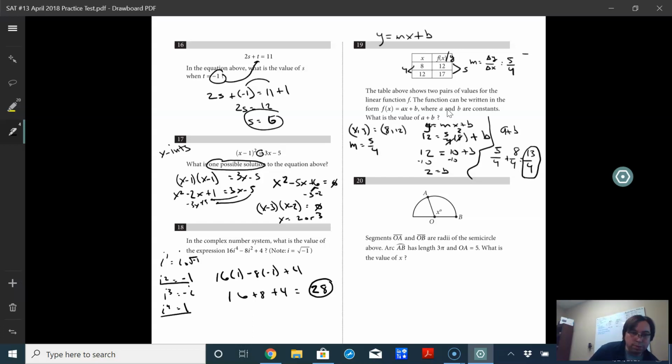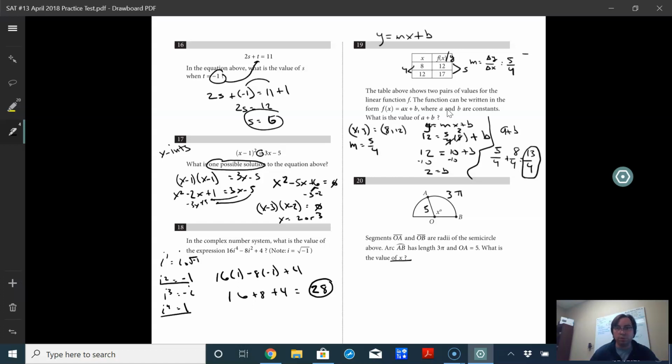All right, and the last problem here, let's look at number 20. It says the segments OA and OB are radii of the semicircle above. Arc AB has a length of 3 pi, and OA equals 5. What is the value of x?